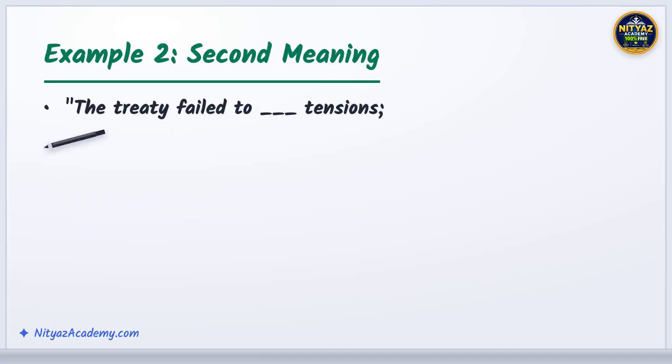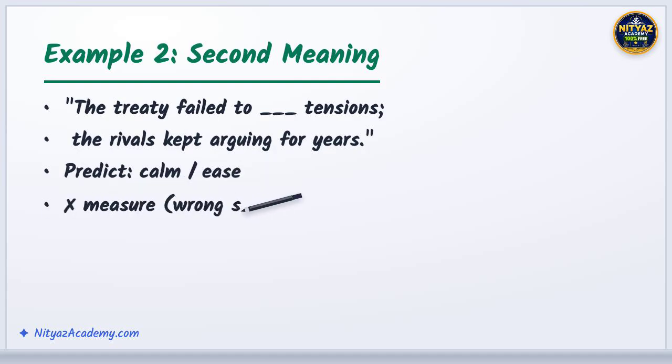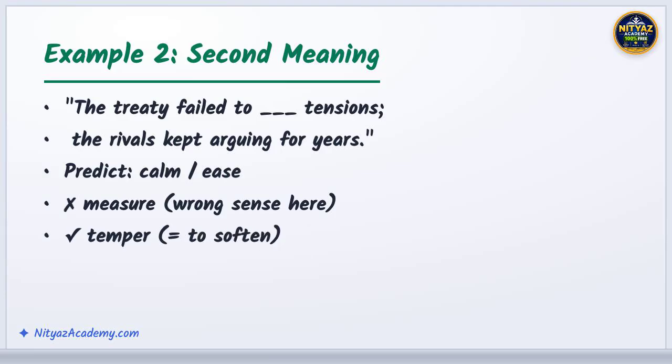Now a second meaning trap. The treaty failed to blank tensions, and the rivals kept arguing for years. Predict something like calm or ease. Choice A is measure, a real word but the wrong sense here. Choice B is temper. You may know temper as anger, but here it means to soften or ease. That second meaning fits perfectly, so B.